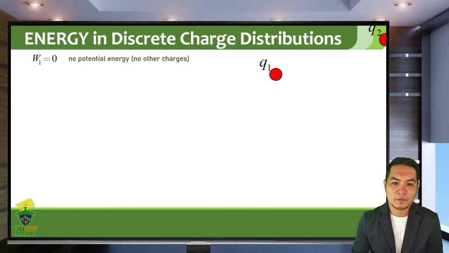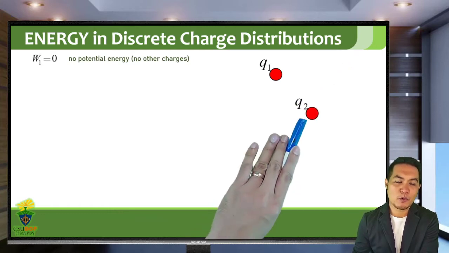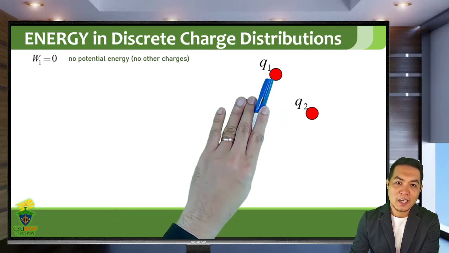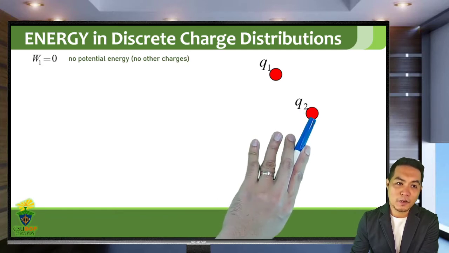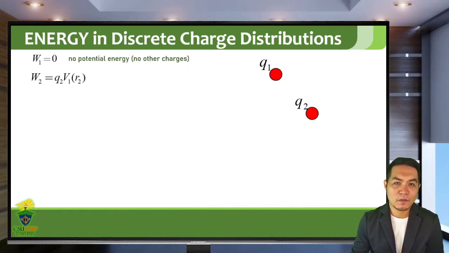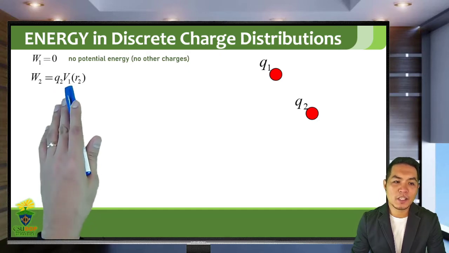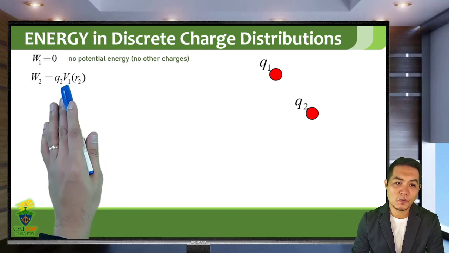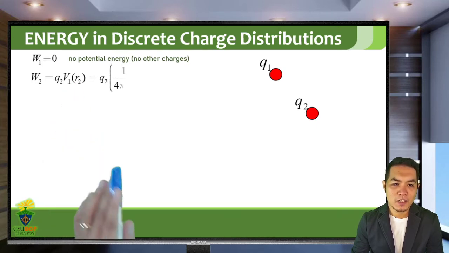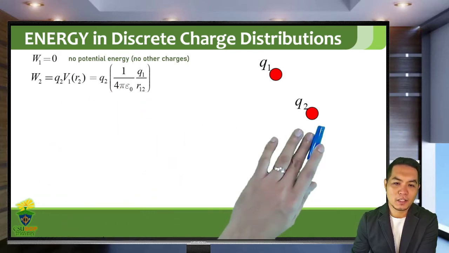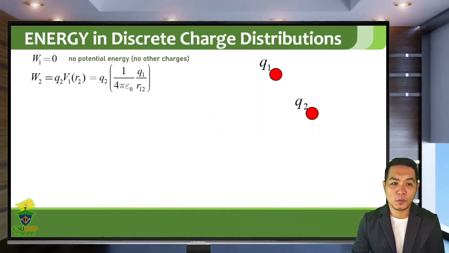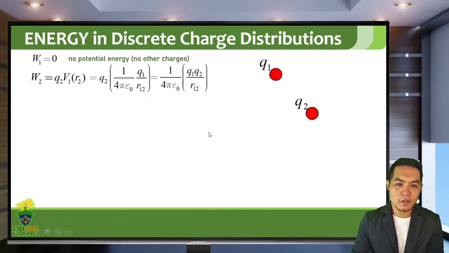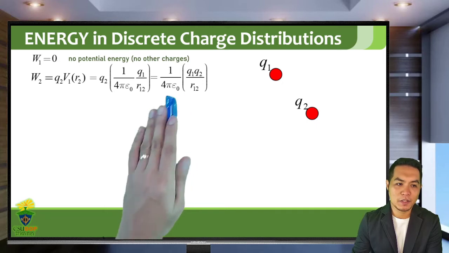For the second charge, say q2, you bring it from infinity to this point here. Since there's already a charge here, q1, and this q1 will have a potential at this location r2, then from our previous equation for work done in moving a charge q, it's just q2 times the potential at r2, the location of q2, due to q1, V1. In this case, the potential V1 at the location of q2 is just q1 over r12, where r12 is the distance from q1 to q2, the separation distance. Or simplifying, we get this equation.